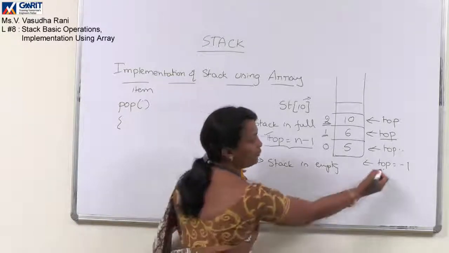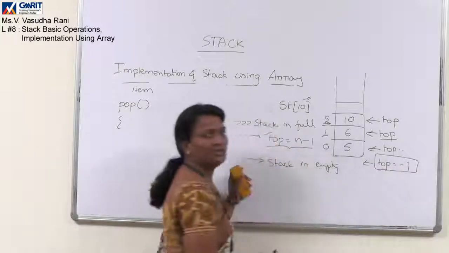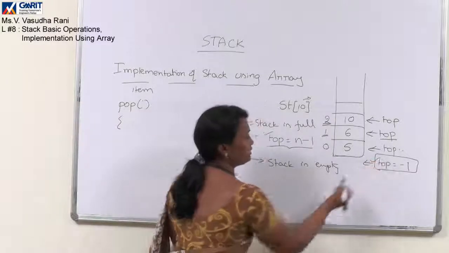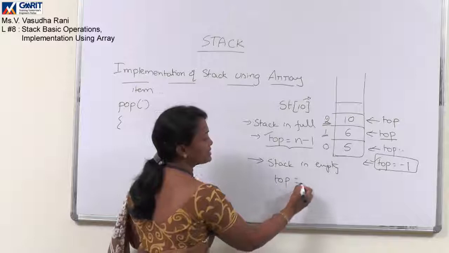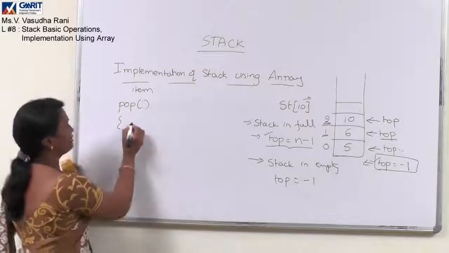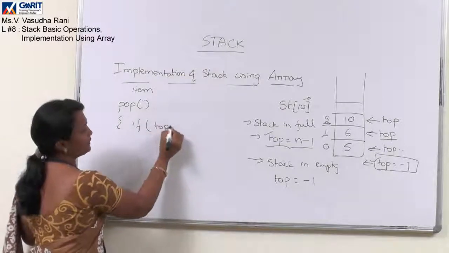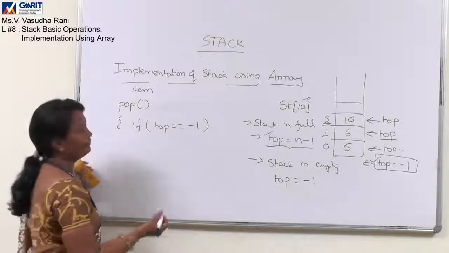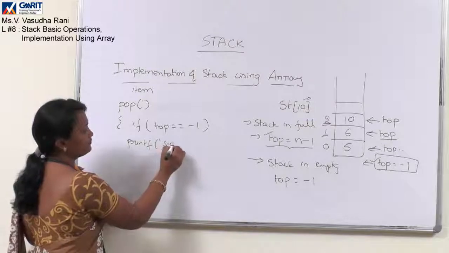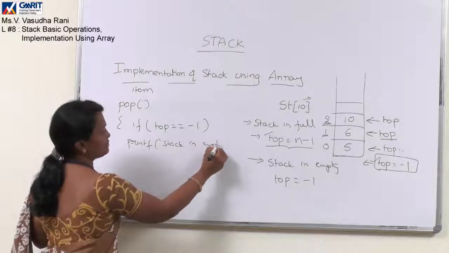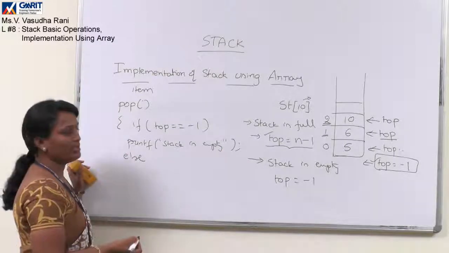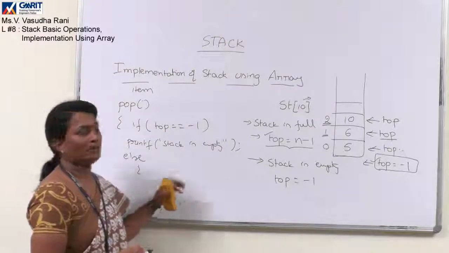So how do we check whether the stack is empty or not? We already saw that initially, when there are no elements in the stack, the top value is -1. So for stack empty, the condition is top equal to -1. We check that condition first. If top is -1, we can say that the stack is empty, and we can display a message, stack is empty. In the else case only, when there are some elements, we can try to pop the element.